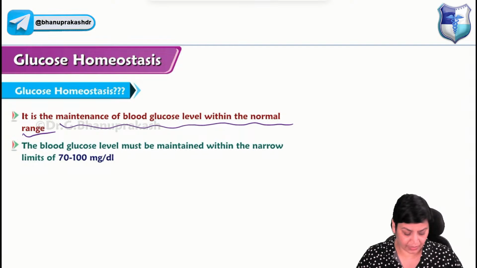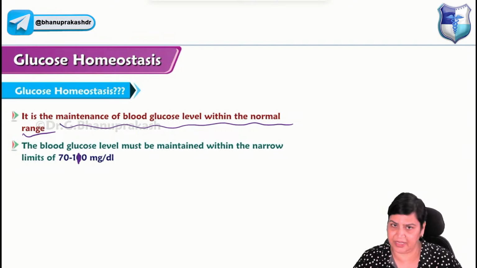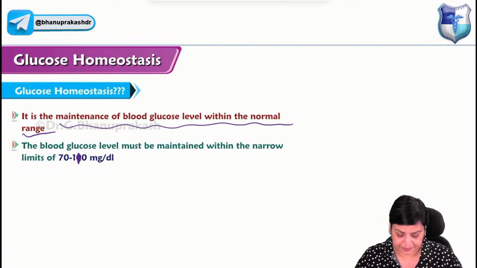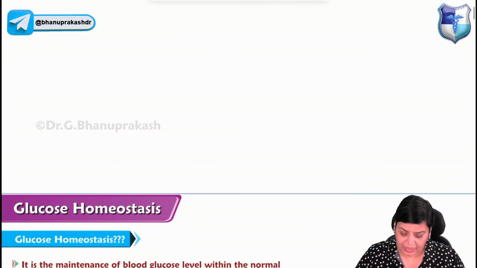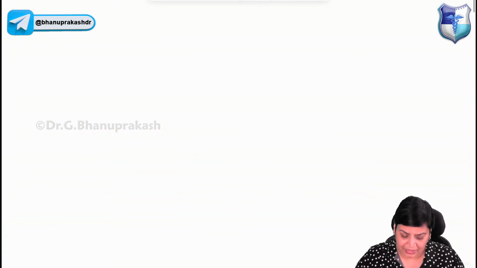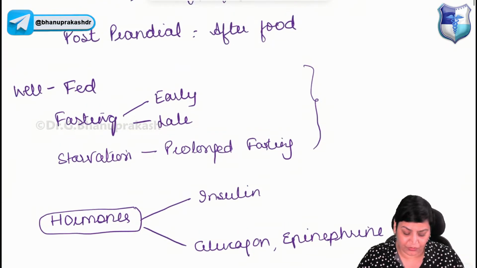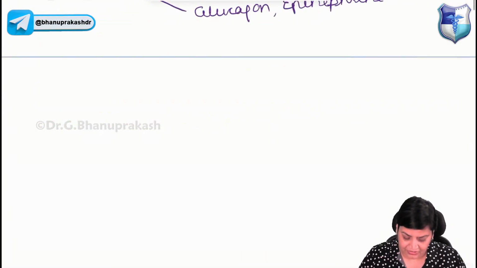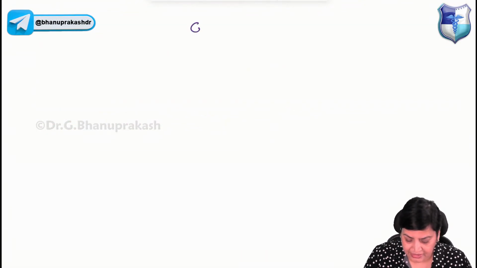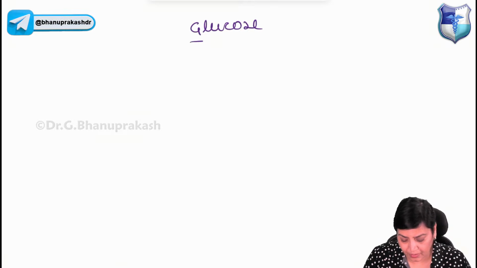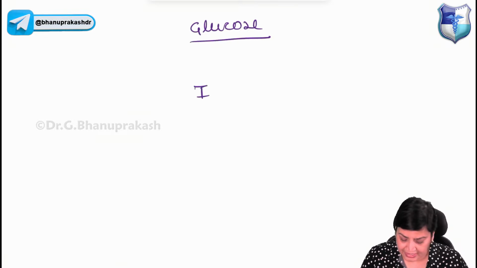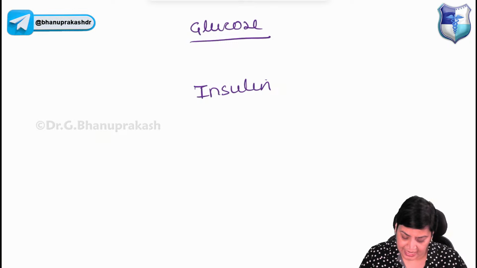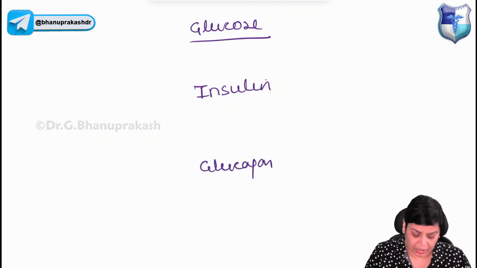Then the blood glucose level must be maintained within the normal limits of 70 to 110 milligram per dl. Clear? Now you are going to tell me, the processes are lying in front of you. Let me write the processes here. See, this is glucose. Here I will write insulin. And here I will write glucagon.